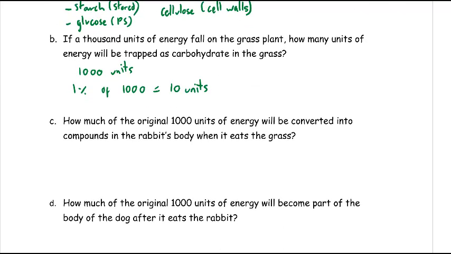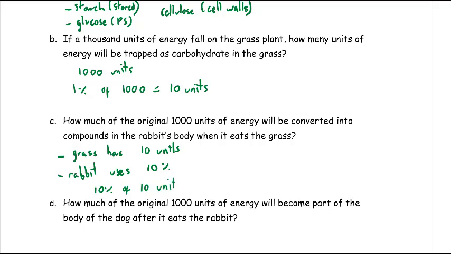How much of the original 1,000 units of energy will be converted to compounds in the rabbit's body, which eats the grass? So if the grass has 10 units, the rabbit uses 10%. So 10% of 10 units equals 1 unit.